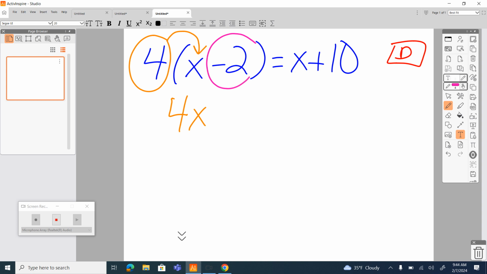So a term is made up of numbers, letters, can you read my handwriting there? And signs. Meaning -2, that negative is a sign, a positive or negative number, it's part of the term. So what is 4 times -2? -8.